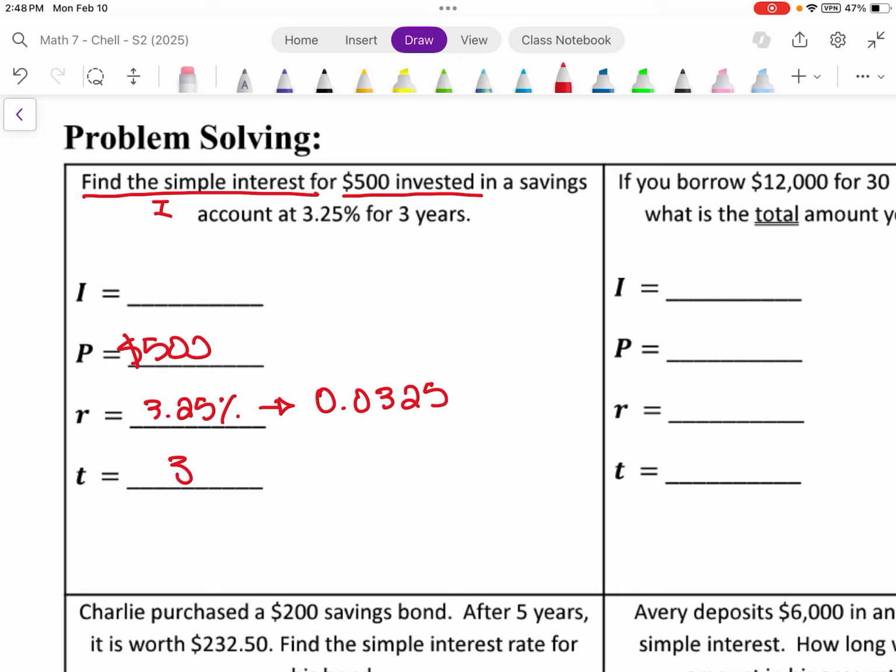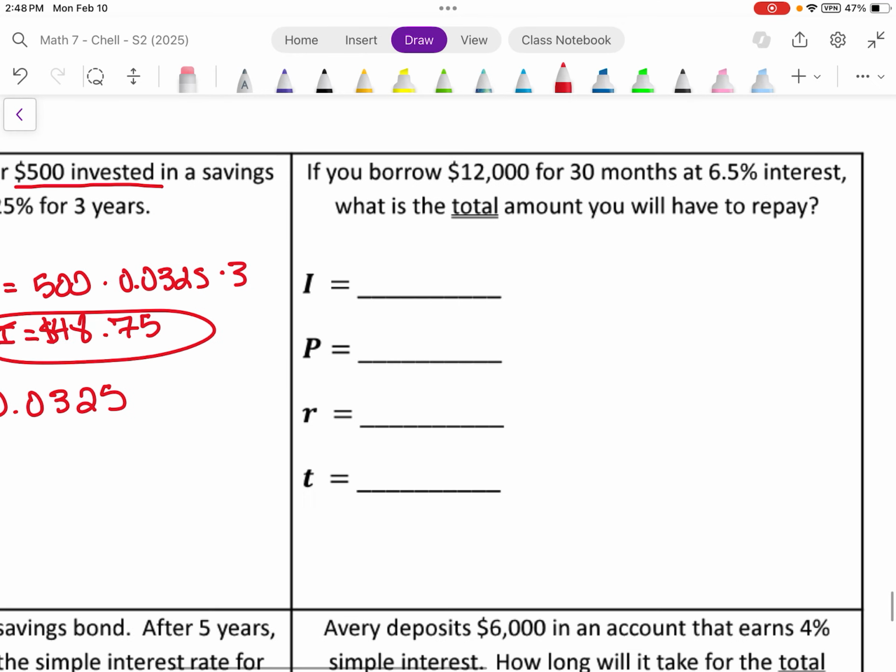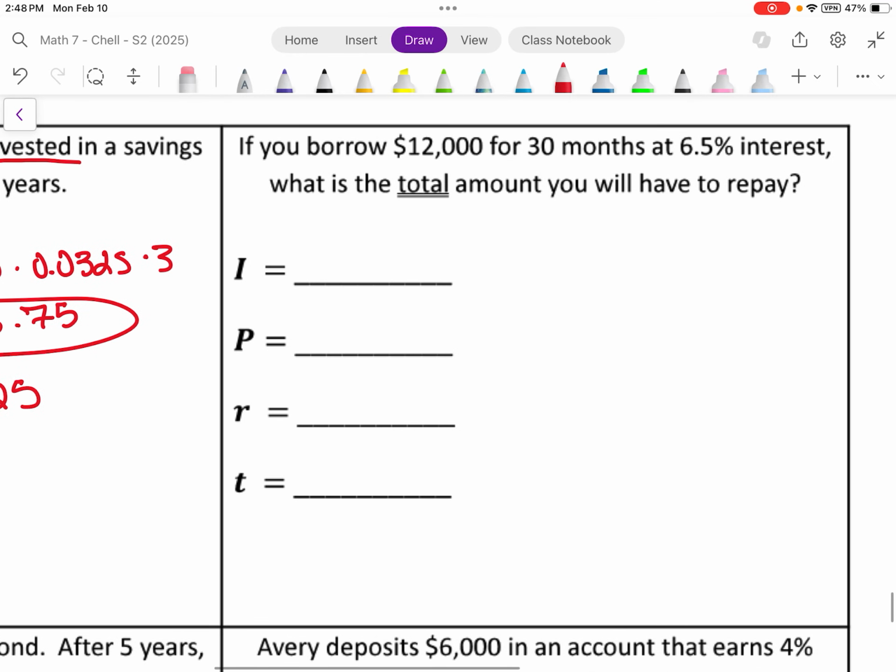So now we're going to put this into an equation. We're looking for the I. We have the principal. We're going to multiply it by 0.0325 times 3, which at the end we'll get $48.75. Okay, so this one would be a little more challenging.